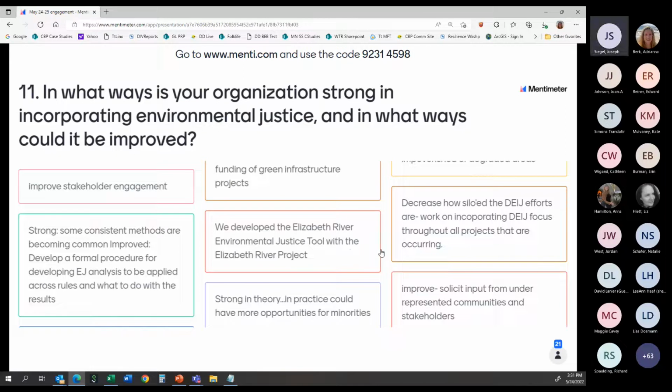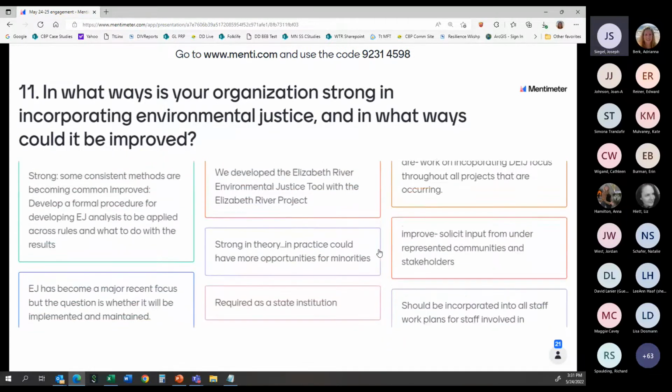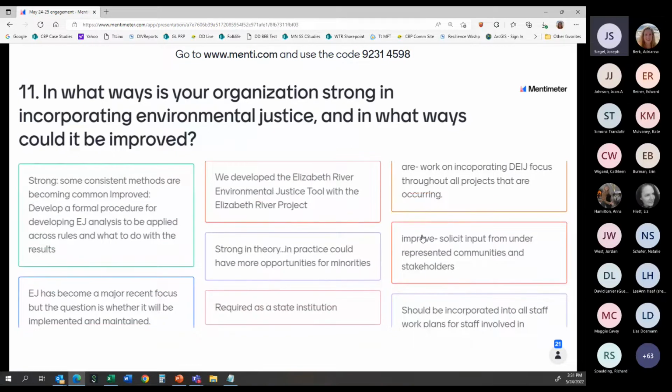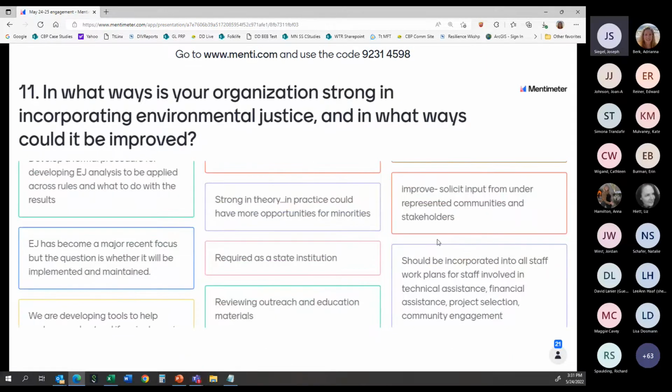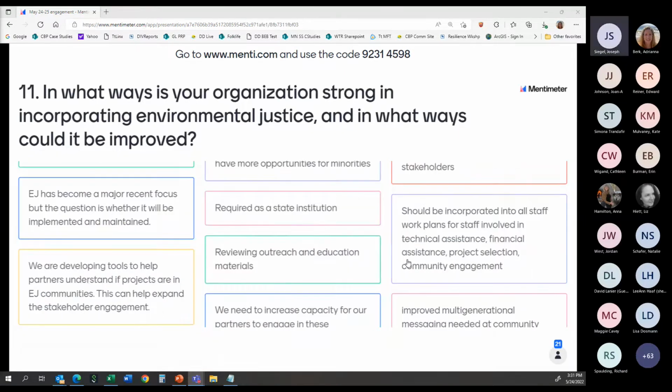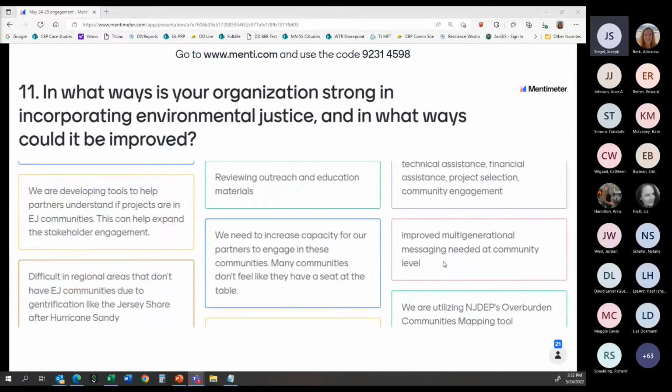Here's one that's strong in theory, in practice could have some more opportunity for minorities. One area of improvement would be to solicit input from underrepresented communities and stakeholders. Here's one where EJ has become a major recent focus, but the question is whether it will be implemented and maintained. So it could be a focus, but are we doing something about the focus? Review outreach and education materials. Looks like that's what they're already doing. Here's one improvement area, multi-generation messaging needed at the community level.